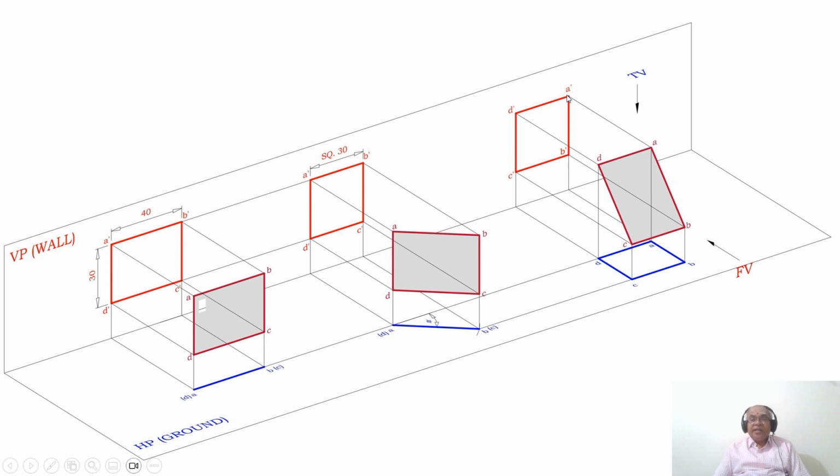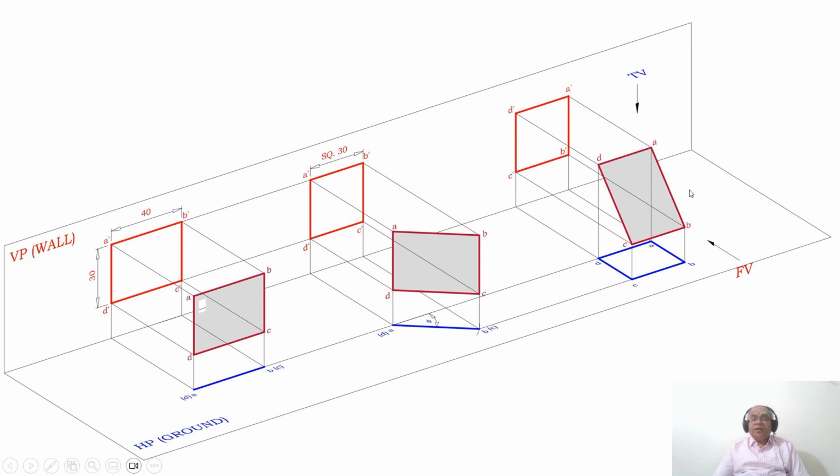You can see that A dash B dash is perpendicular to HP. If it is perpendicular to HP, then it must be parallel to VP. But here, it is not like that. It is perpendicular to HP, and you can also see that it is perpendicular to VP. But actually this AB is not perpendicular because it is inclined here. That is the reason why he says it appears perpendicular to both HP and VP.